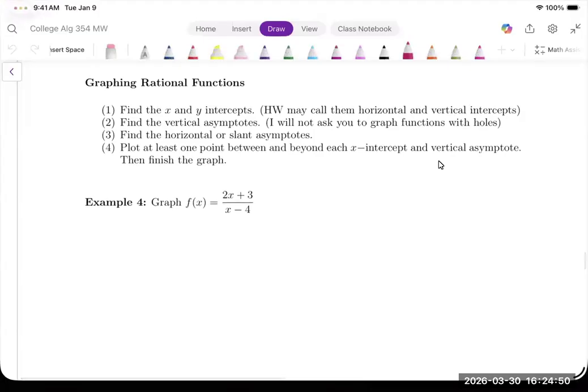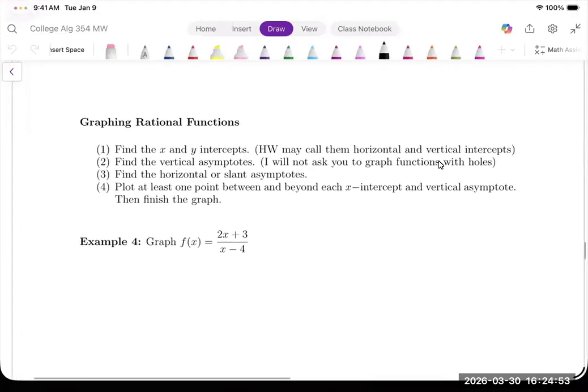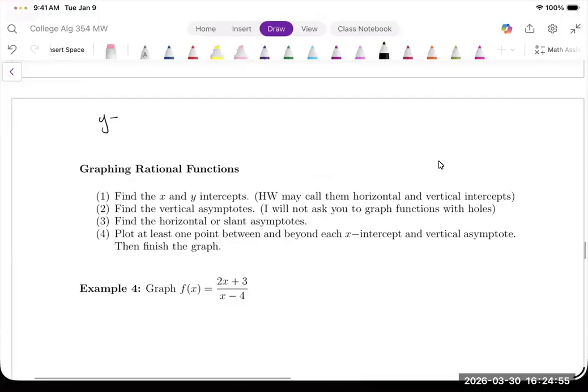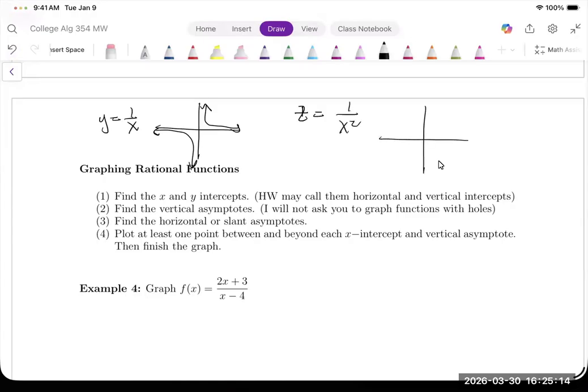Bear in mind that, right, we talked about parent functions, y equaling 1 over x. This looks like this. Not my best drawing. Here we go. And y equaling 1 over x squared. Remember that it looks like this. Having these little things to be able to call on will make your life easier.